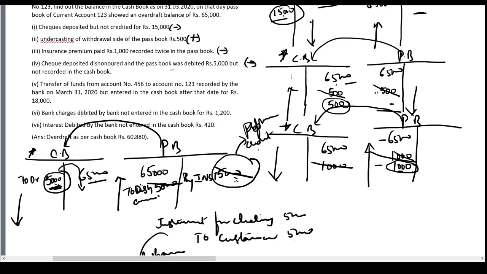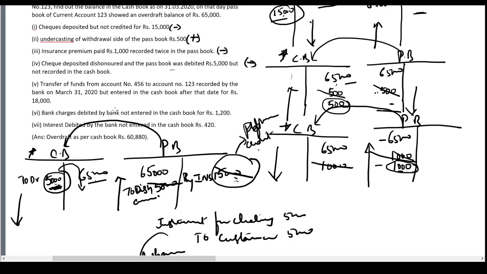Next, transfer of funds from account number 456 to account number 123 recorded by the bank on 31st March but entered in the cash book after that date for rupees 18,000. Transfer of funds from account number 456 to account number 123. So from one current account to another current account, we are transferring money and it was recorded by the bank on the same day. But it was entered in the cash book after that day.